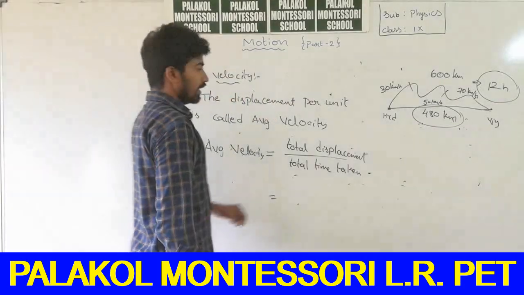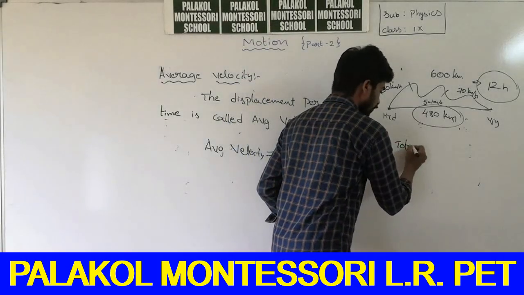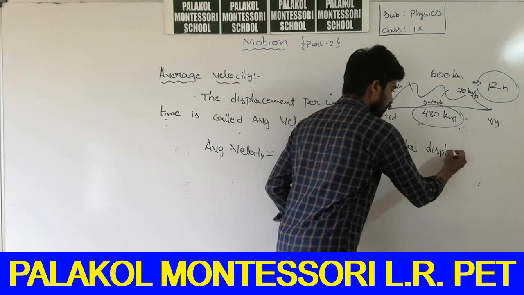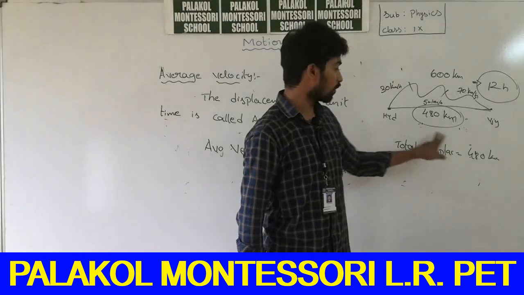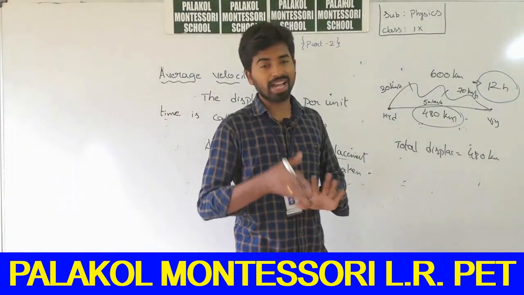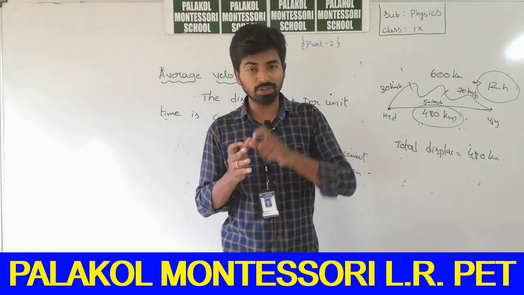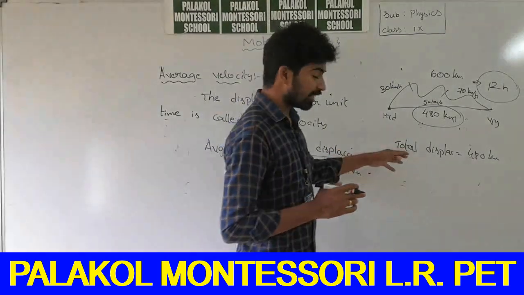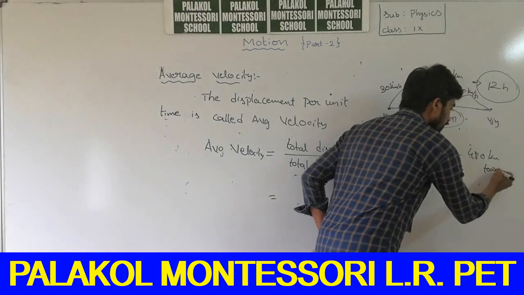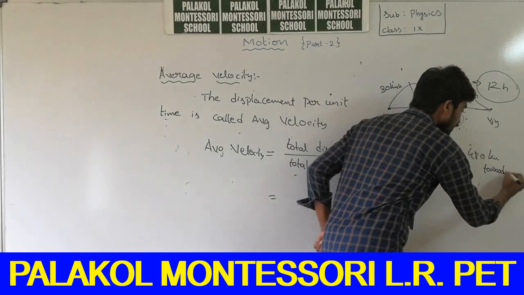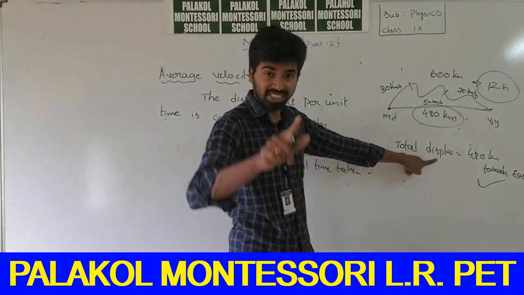So, let us calculate the average velocity. What is the total displacement? Writing just 480 kilometers is the wrong way of denoting it. That is only the magnitude. Displacement is a vector quantity, so you need to denote the direction also. The correct way of representing the displacement is 480 kilometers towards east, because displacement has direction.